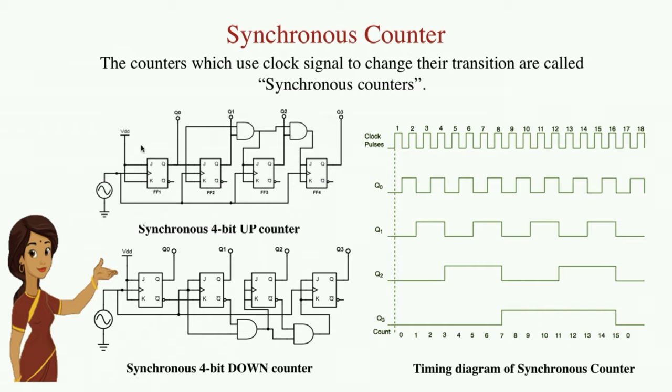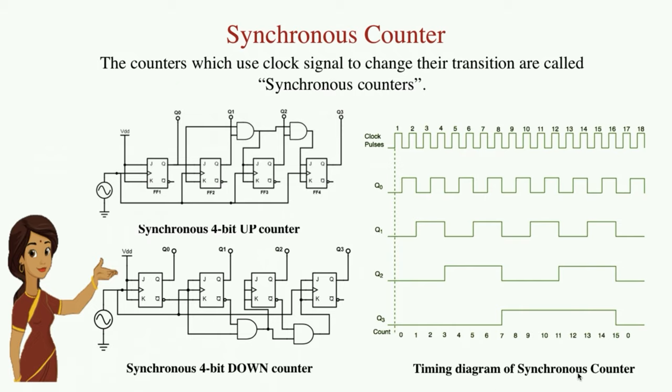So if you look at this circuit, this is a synchronous 4-bit up counter and a synchronous 4-bit down counter. This is where the clock pulse is provided, and please notice that all the flip-flops are sharing the same clock pulse. The same thing happens for a 4-bit synchronous down counter also. And this is the timing diagram of the synchronous counter.